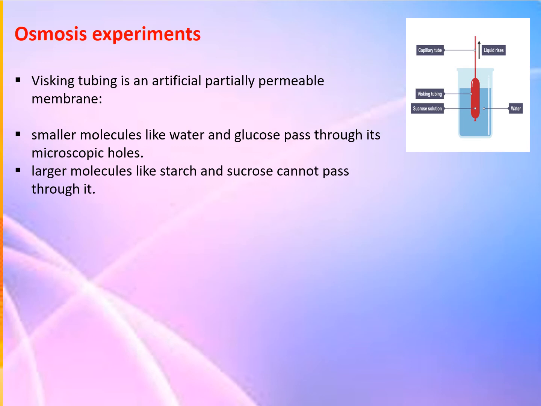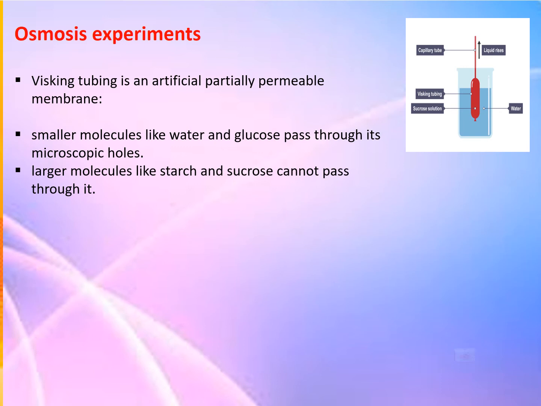You can understand what is happening if you imagine a highly magnified view of the Visking tube separating two liquids. I will show you that later. Tell me now what will happen here. You can see water passes through the Visking tube membrane into the solution of sucrose. Because of that, the sucrose solution level is increased.